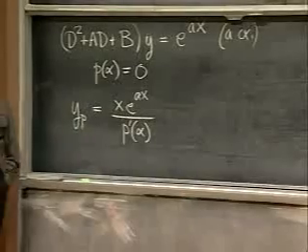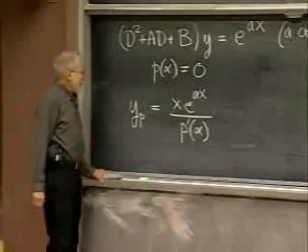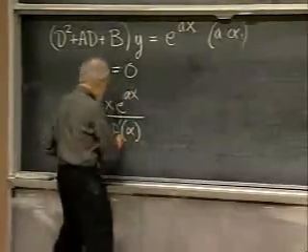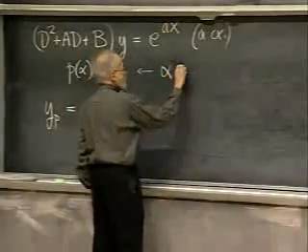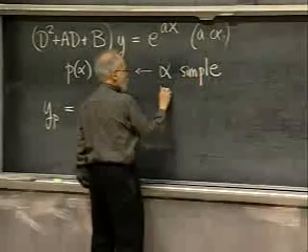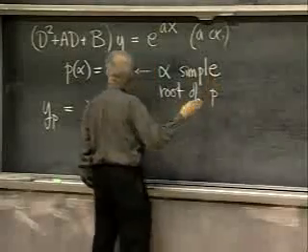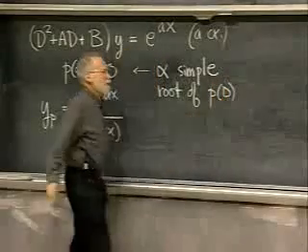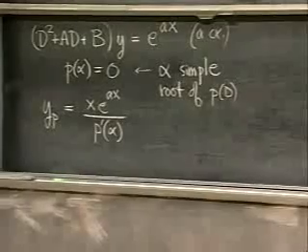Okay, but what if P prime of alpha is 0? Couldn't that happen? Yes, it can happen. So we better make cases. This case corresponds to the case where we're going to assume that alpha is a simple root of the polynomial P of D. A simple root. In other words, it's not double.